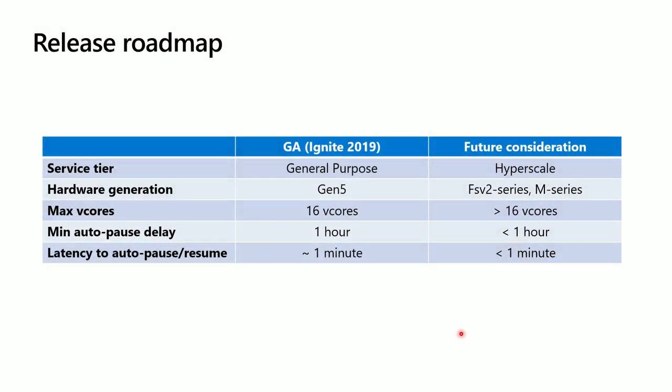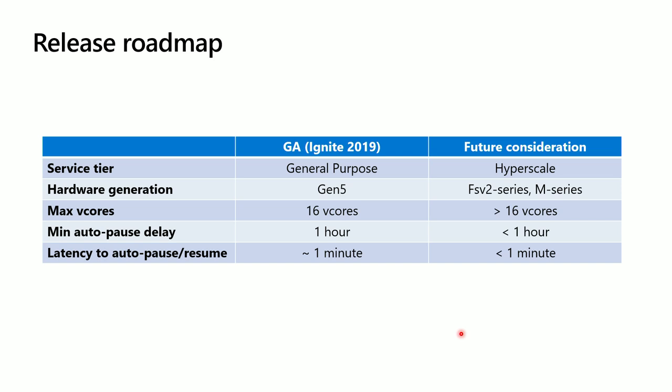From a roadmap perspective, I actually forgot to mention this. Serverless was announced as generally available at this conference, so it's ready to go for production workloads. The main thing we are investing in is providing more compute and memory choices so that you can run workloads which are more compute intensive or more memory intensive. Today we support 16 vCores, and we're planning to add more compute.